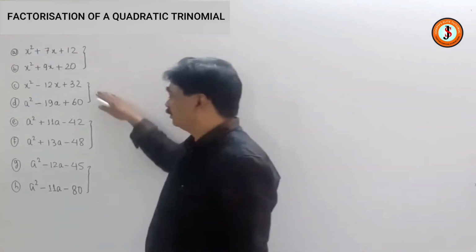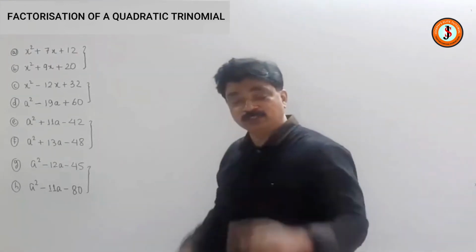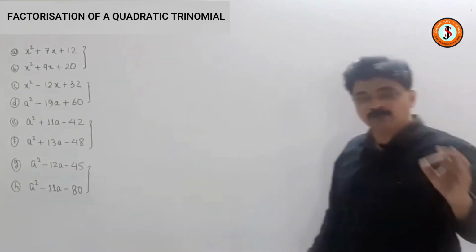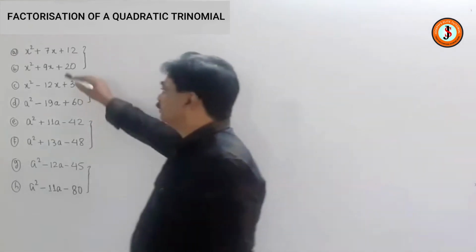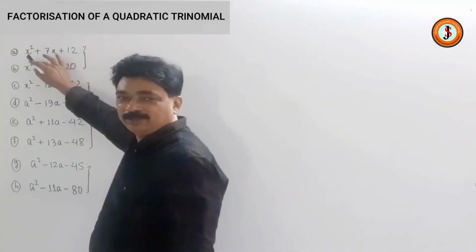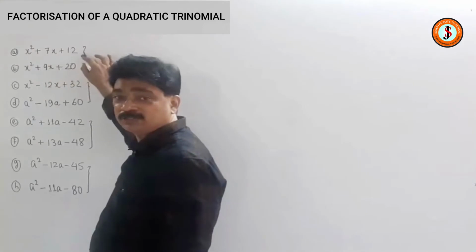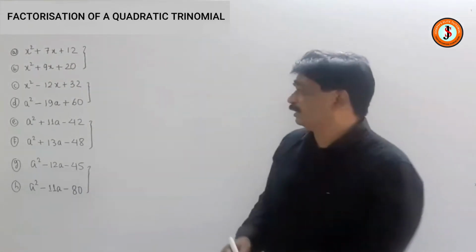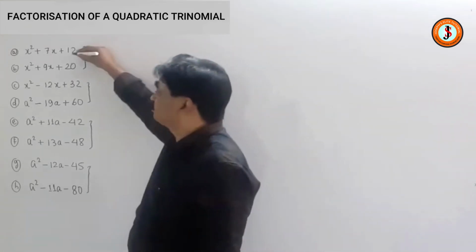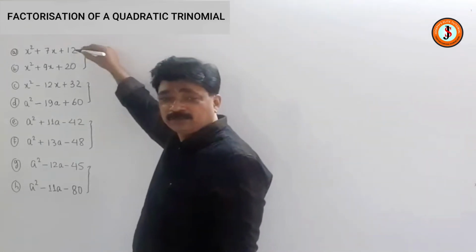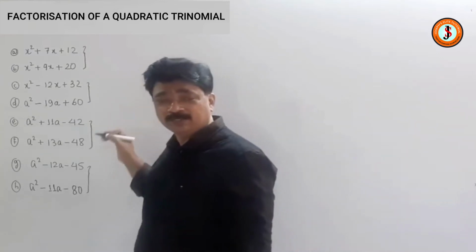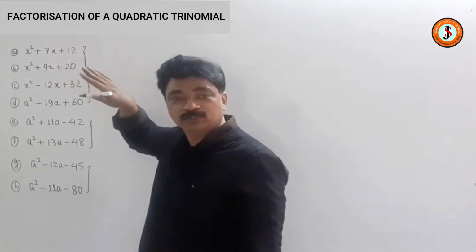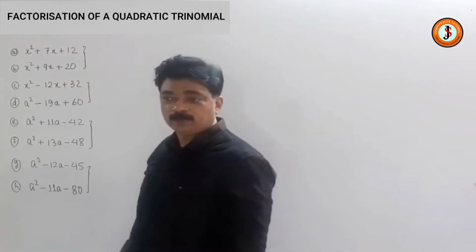I have done it in 4 types, and we will play 1 me, 1 you. But don't try to do the sum, try to understand the concept first. Here it's actually ax square plus bx plus c. The sign of the constant term gives a very important hint. If the sign of the constant term is plus, then you have to split in such a way that both the signs remain the same.